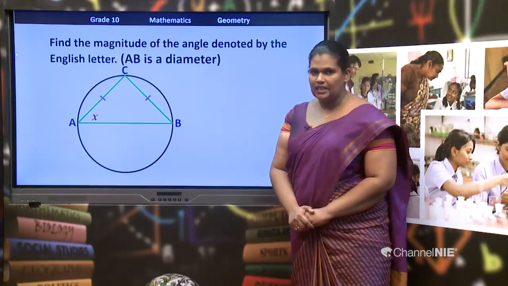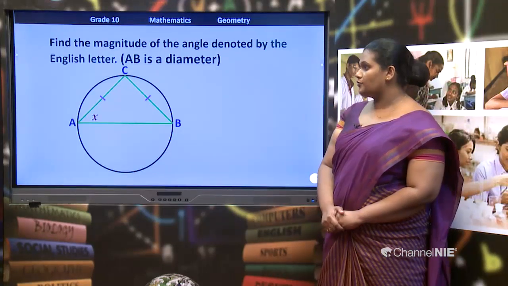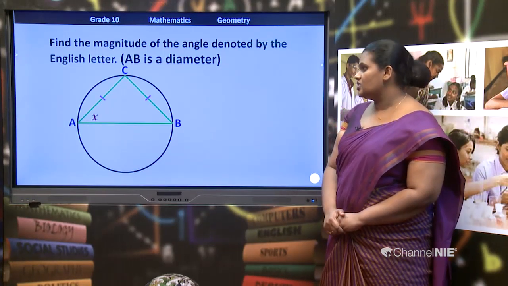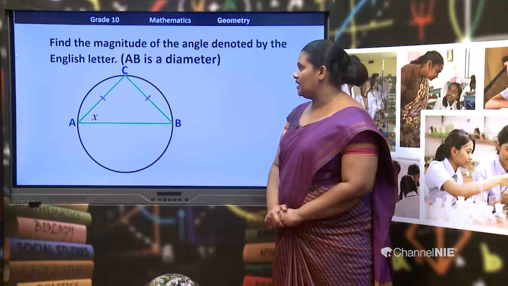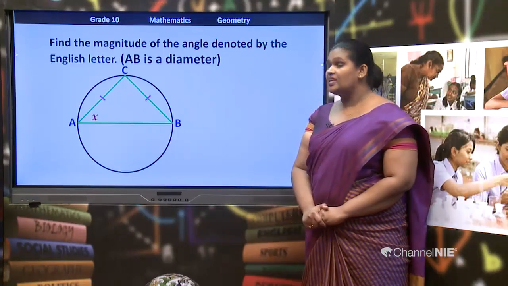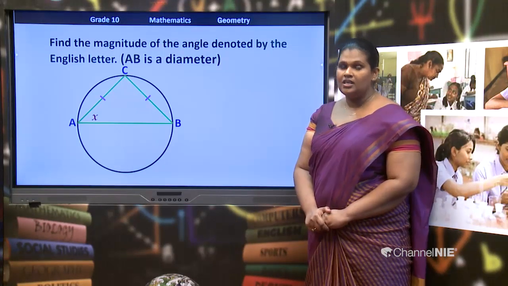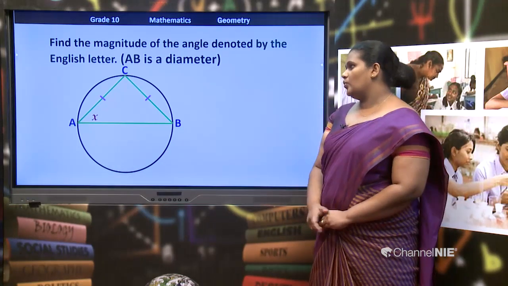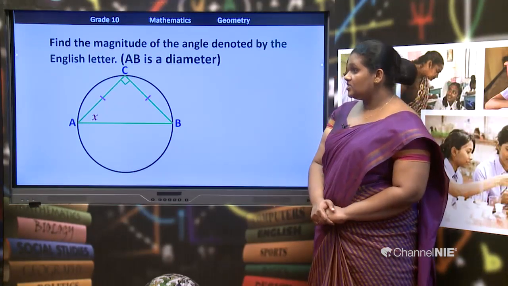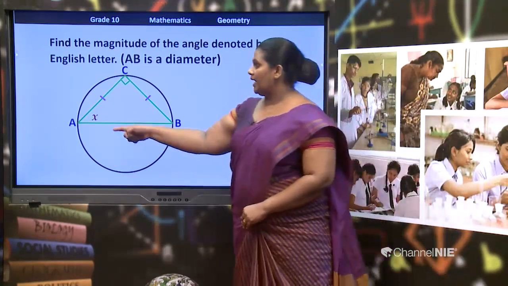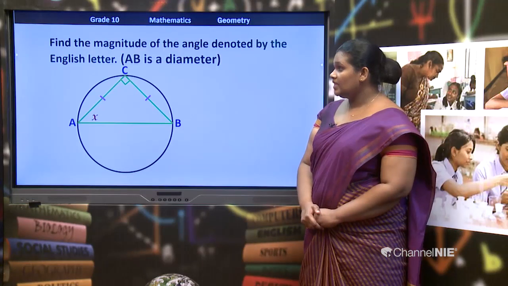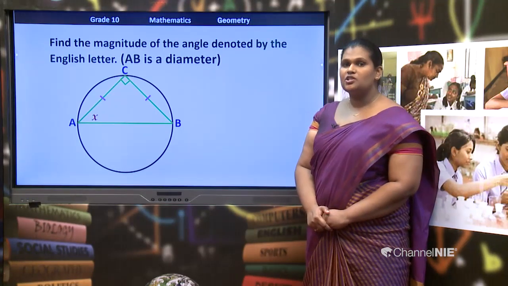We will move on to another question. Once again, we have to find the magnitude of the angle denoted by an English letter. Once again, AB is a diameter. Since AB is a diameter, angle ACB is an angle on the semicircle. So, we know that the magnitude of the angle in a semicircle is 90 degrees. At the same time, they have mentioned AC is equal to CB. Therefore, we can say ABC is an isosceles triangle.